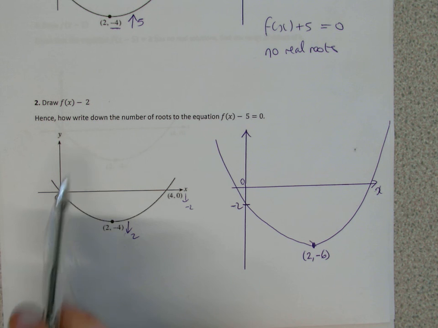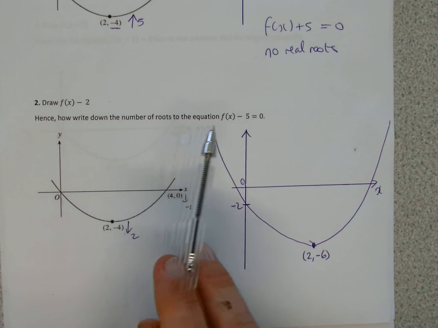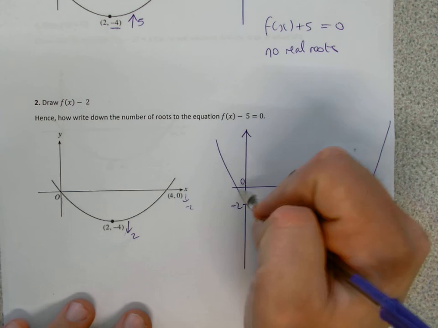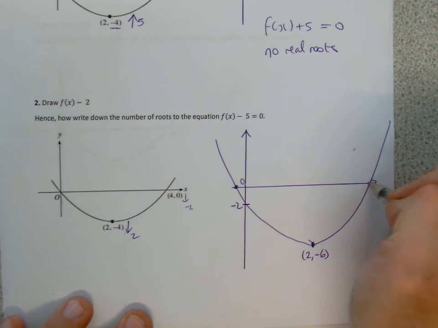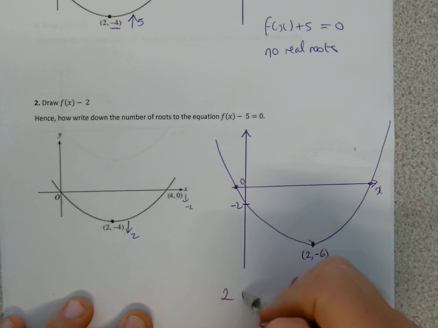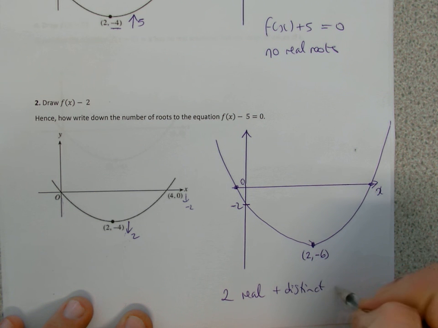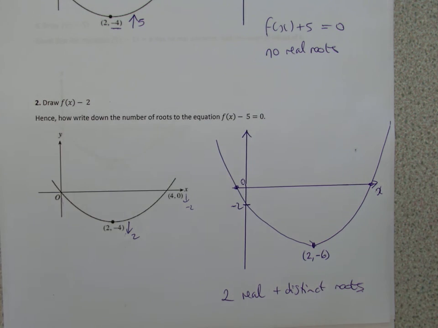And then it says, hence write down the number of roots to the equation f of x minus 2 equals 0. This time where it's equal to 0, of course it crosses twice. So you can say there are 2 real and distinct roots, distinct meaning different. And that's our answer done for the second one.